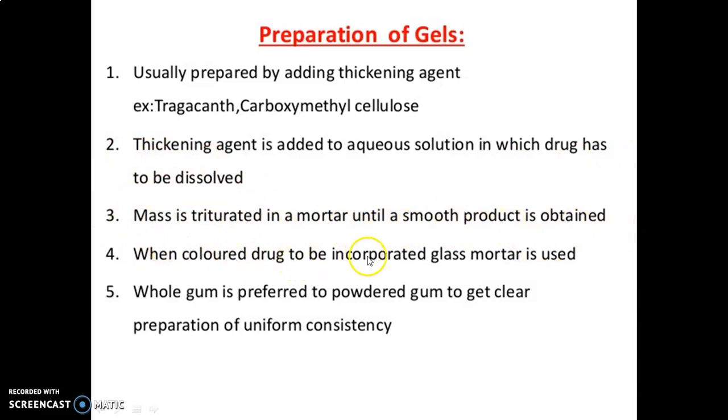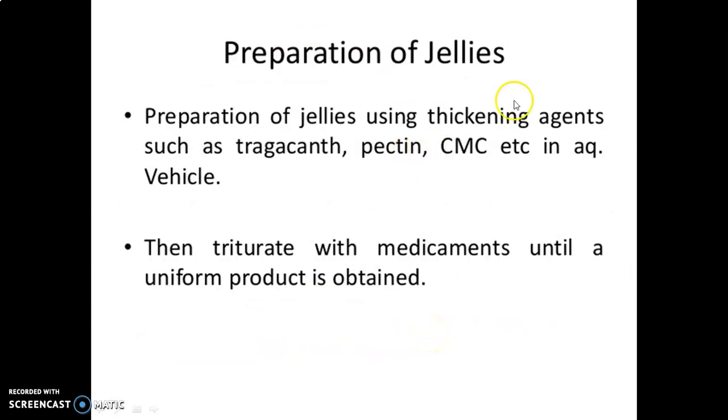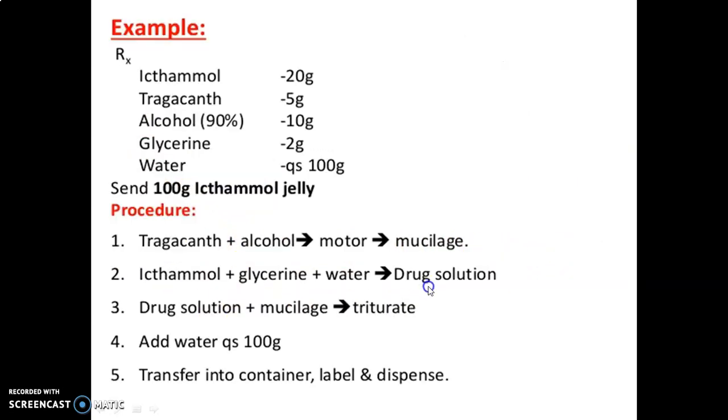When a colored drug is to be incorporated, glass mortars are used, and whole gum is preferred to powdered gum to get a clear preparation of uniform consistency. Then preparation of jellies: jellies are prepared using thickening agents such as tragacanth, pectin, carboxymethyl cellulose, that is CMC, etc., in an aqueous vehicle. Then triturate with the medicaments until a uniform product is obtained.